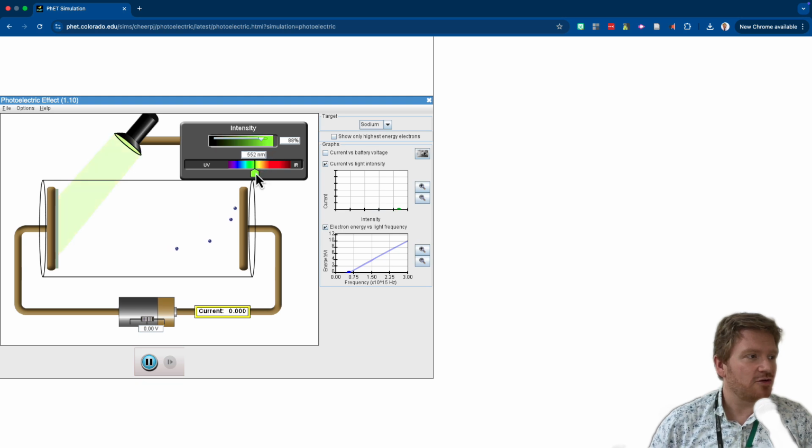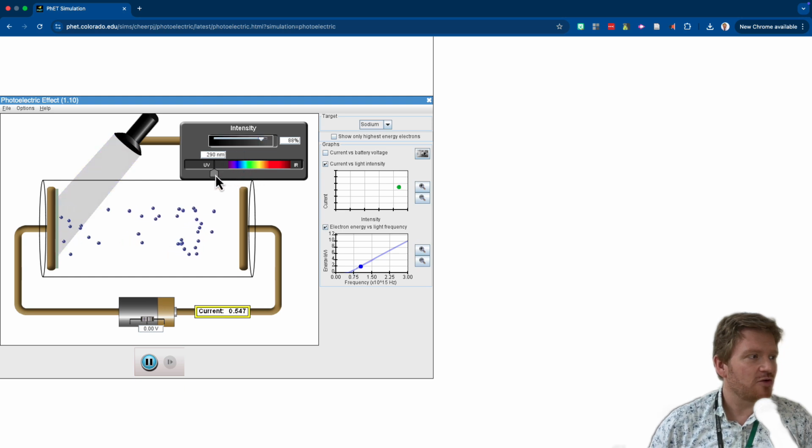As I increase my frequency, decrease my wavelength, I reach a point where I suddenly start seeing electrons appear. And if I reduce it and reduce it and reduce it, I get to the point where these electrons are barely moving as they leave. Like we're having a one-to-one interaction here. Single photons of light are hitting single electrons and just transferring enough energy for them to escape.